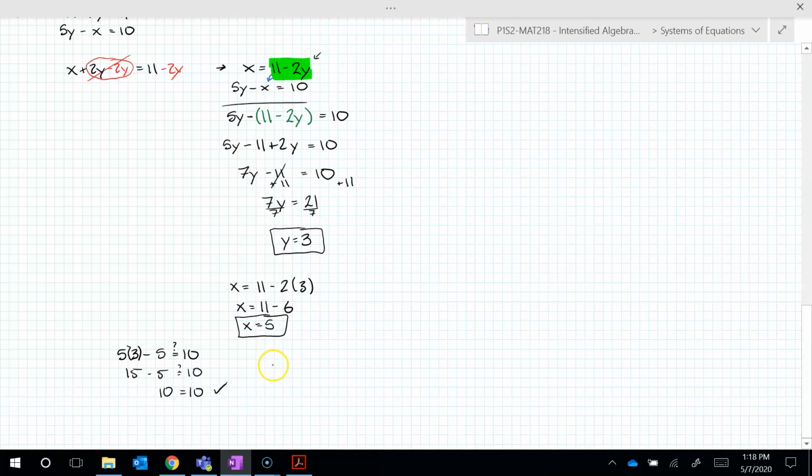We're good. My solution is 5 comma 3. My x is 5, my y is 3. I found my y first this time, which is a little bit different than what we've done before. But when I write the ordered pair, it's always x first, then y.